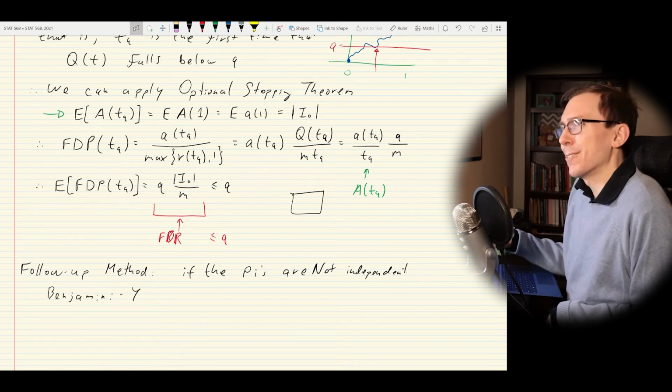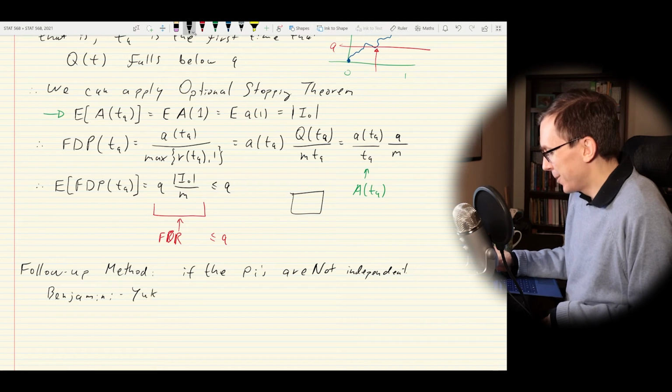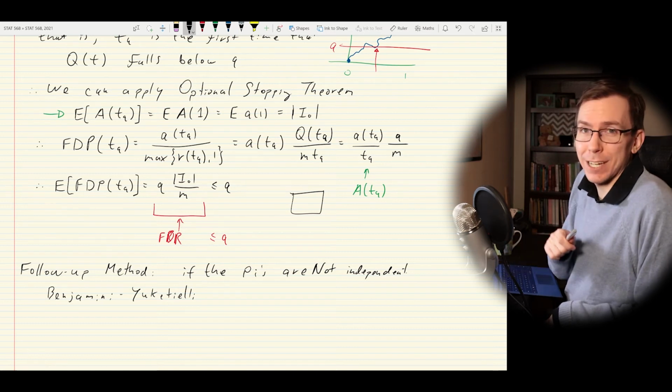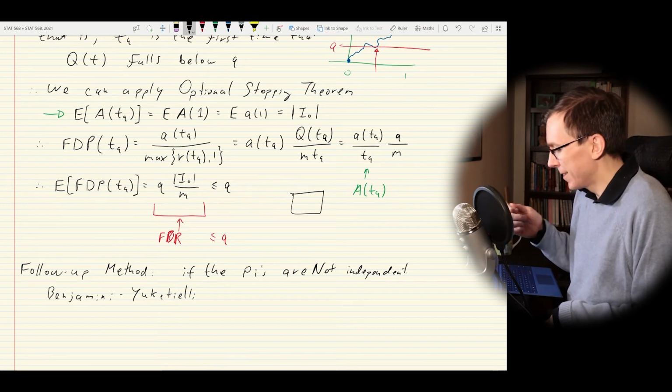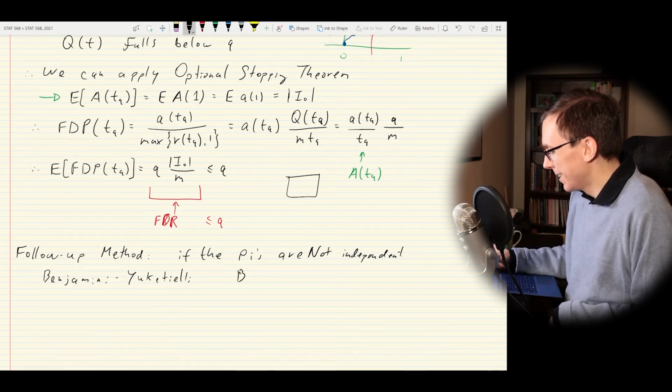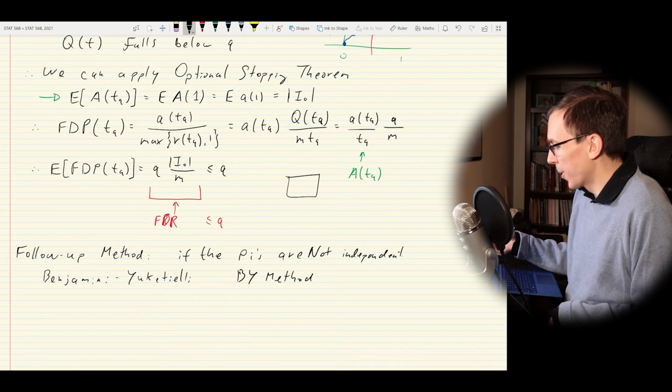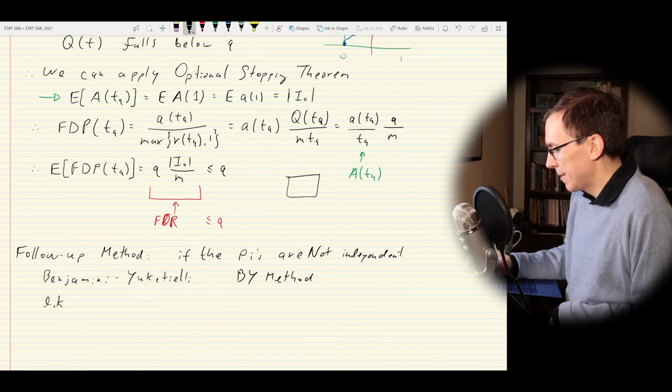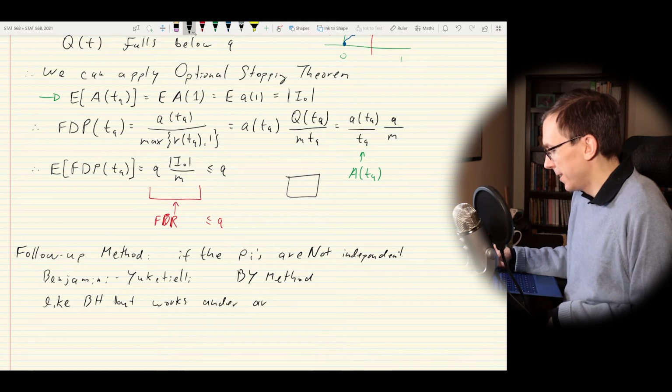Benjamini-Yekutieli method, if I got that right. Now the question is, can I remember how to spell this? We'll double check when I load up R in a second to see if I spelled that name correctly. But it's a different method. We'll call it the BY method. It's effectively the same thing as BH, but works under arbitrary dependencies.